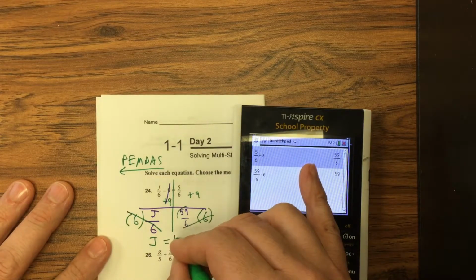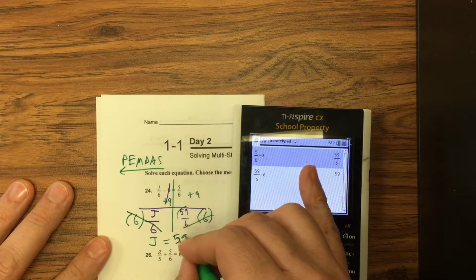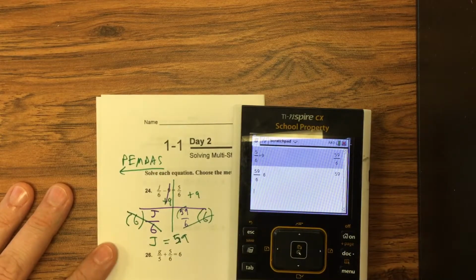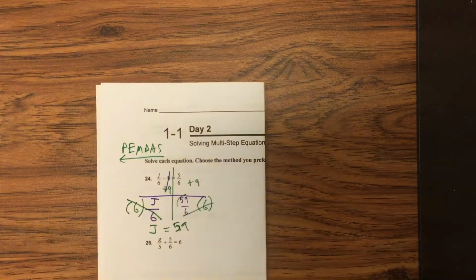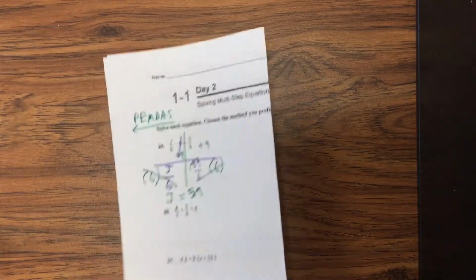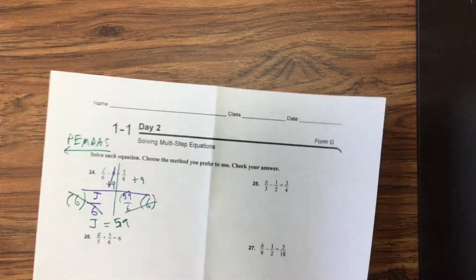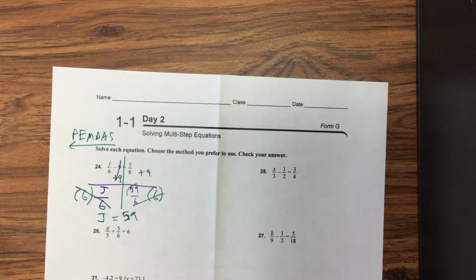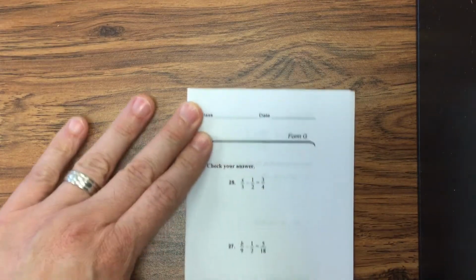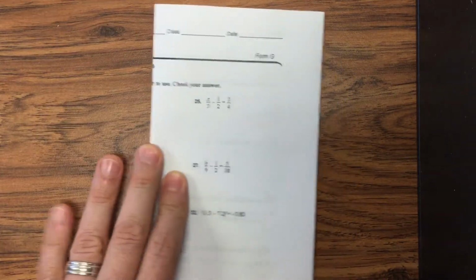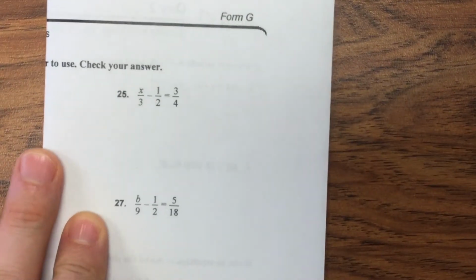All right? So I want to encourage you, don't be intimidated by those fractions. It is not too bad with this calculator tool. Let's do one more, and then you'll still have 2 fraction problems to do on your own. Let's go ahead and take a look at 25. Okay, we have x over 3 minus a half equals 3/4.